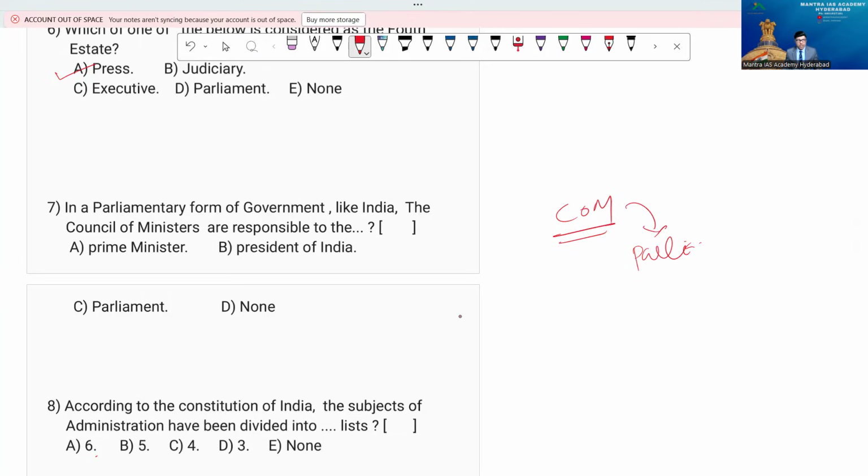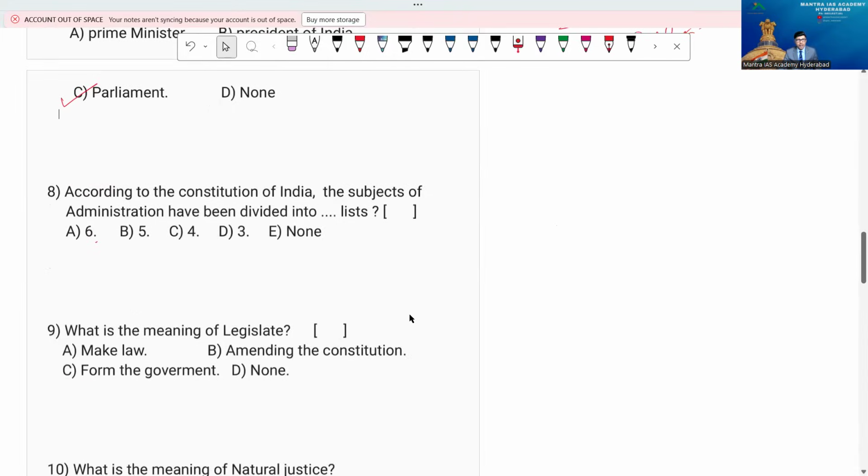Lok Sabha, of course, we see. So the answer for this, we have to mention Parliament, my friends. So the 7th is option C, beta. Then go to question number 8.